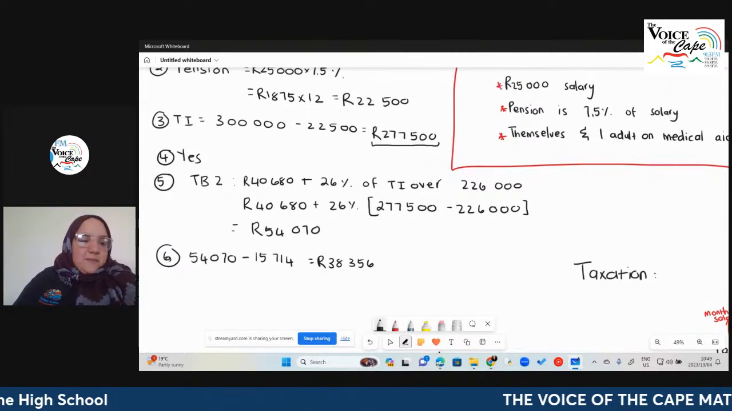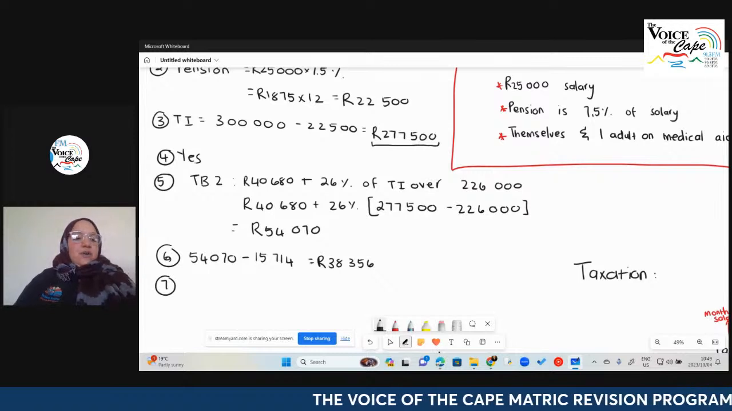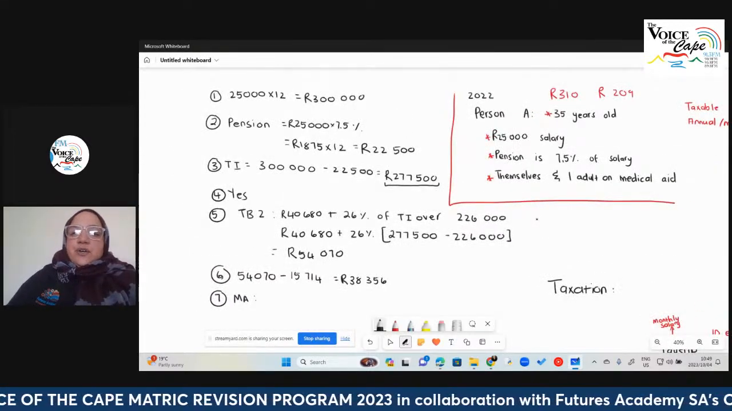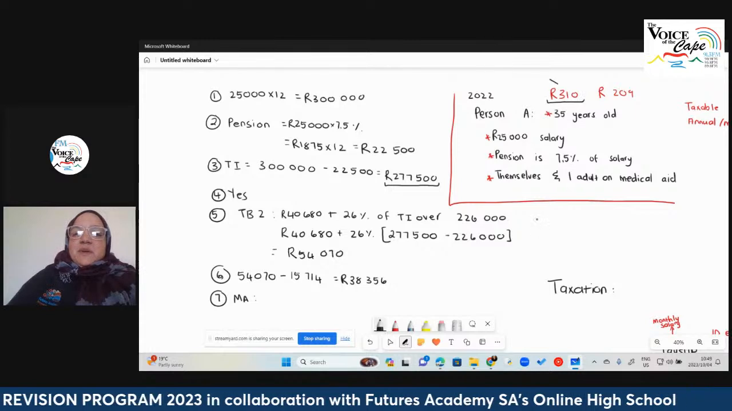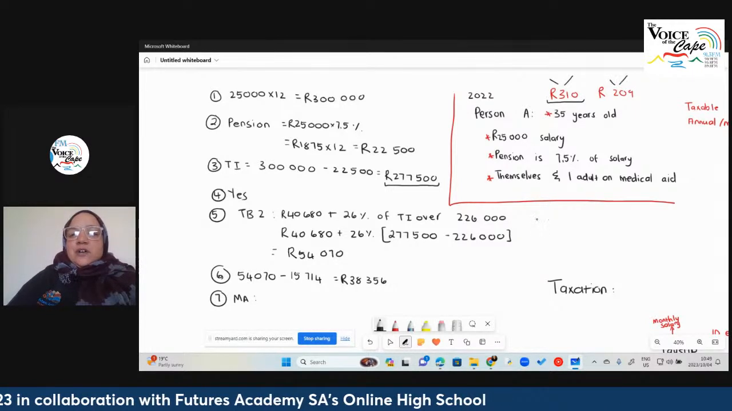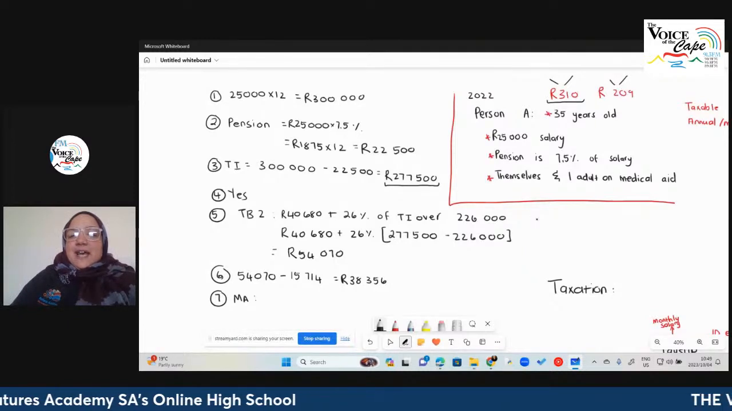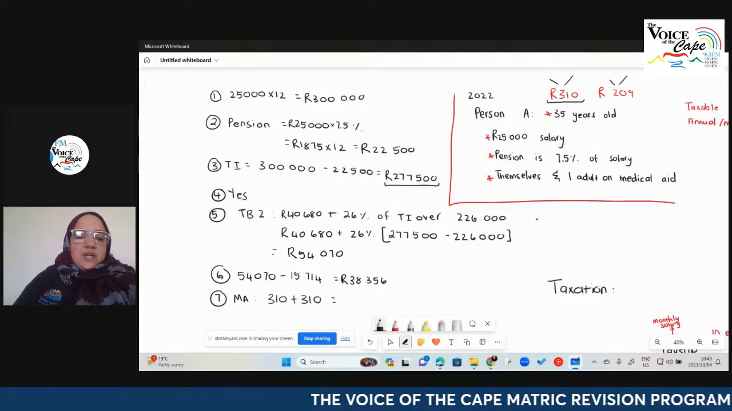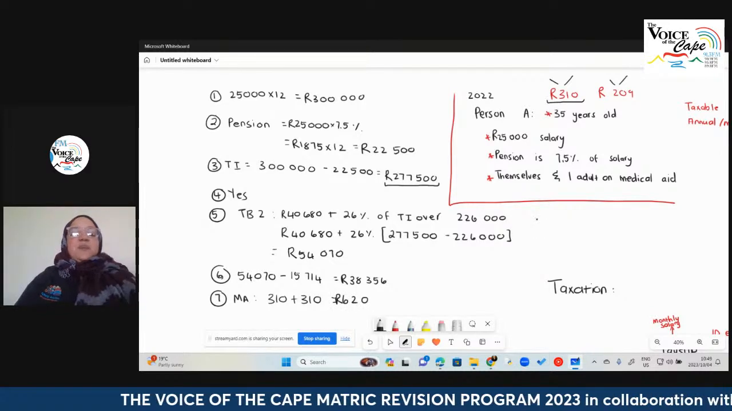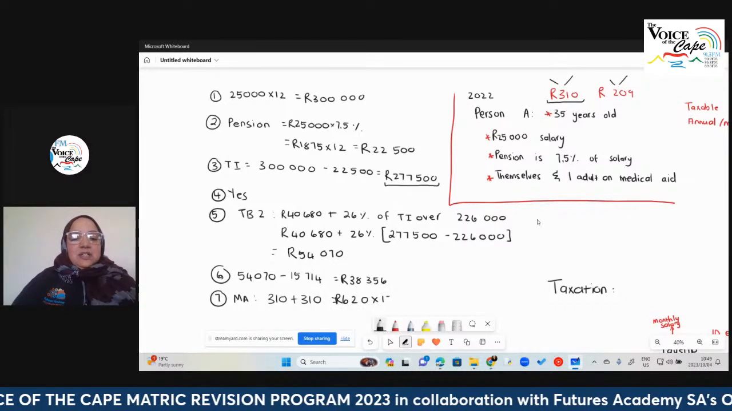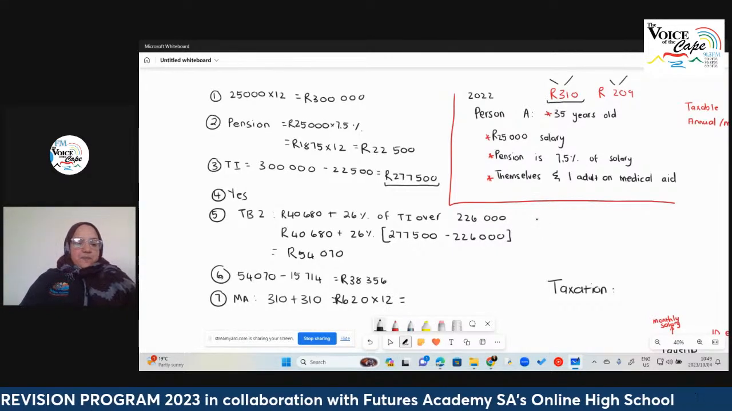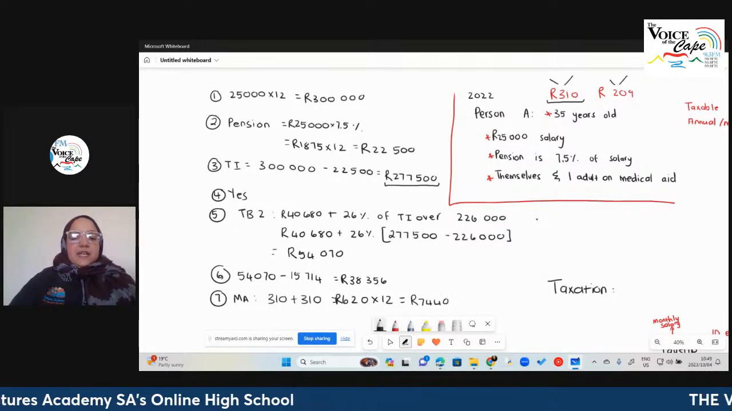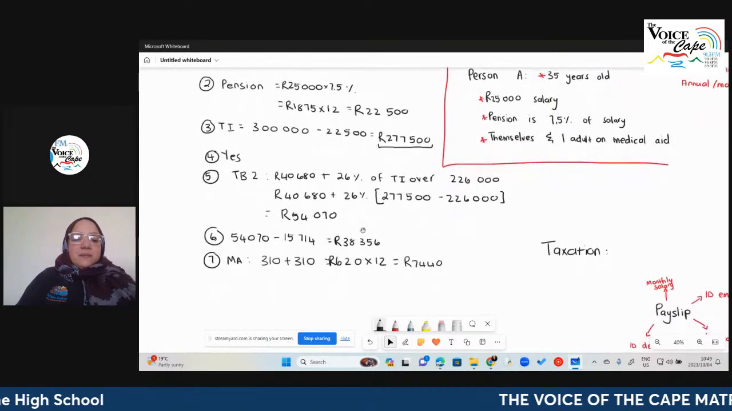The next step is to calculate your medical aid credits. As we've already said, it's 310 Rand for the main member and for the first dependent, and 209 for anyone after. They've got themselves and one adult on medical aid, so they're going to have 310 plus 310, which will end up being 620. But this is per month, so you need to multiply that by 12. That's going to give you 7,440, and now I can subtract that from this amount.